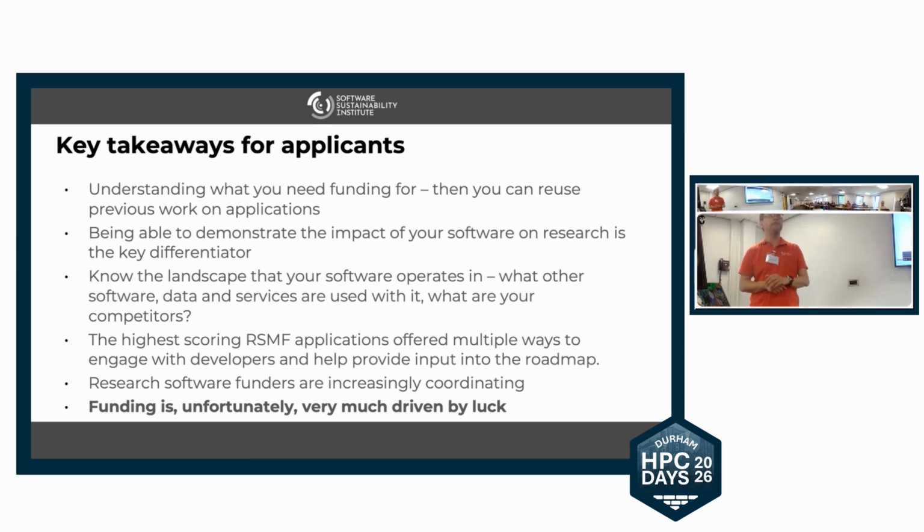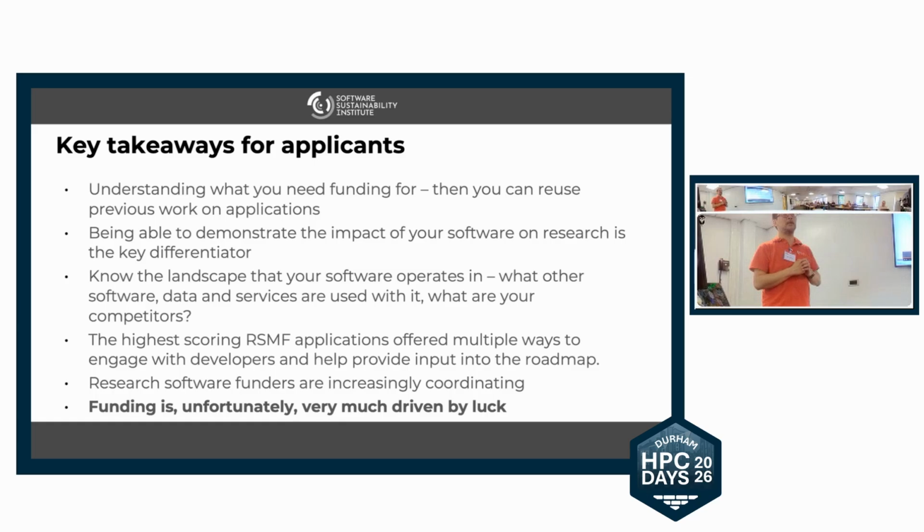A takeaway for applicants, particularly if you are ever able to bid into something like the Research Software Maintenance Fund or the Open Source for Science Fund, is that it's helpful if you understand what you need funding for. So rather than going in cold, have a plan as part of your software development roadmap for what you need funding for. That makes it much easier to reuse this on multiple applications. If you're able to demonstrate the impact of your software on research, that is probably the key differentiator.